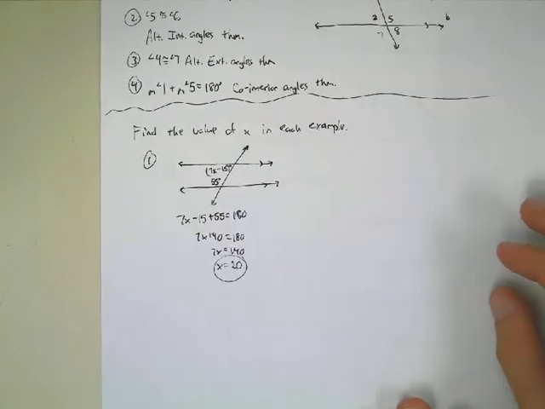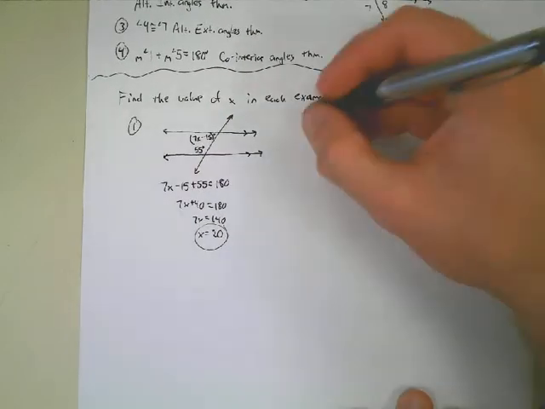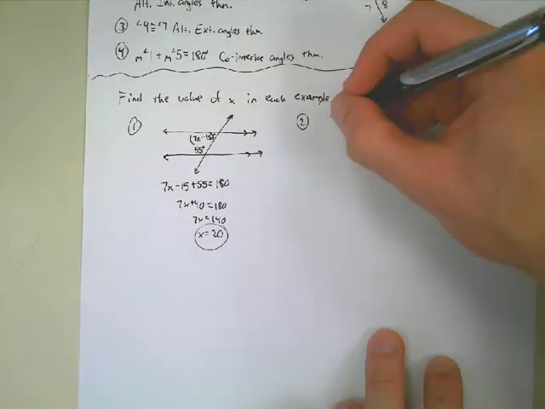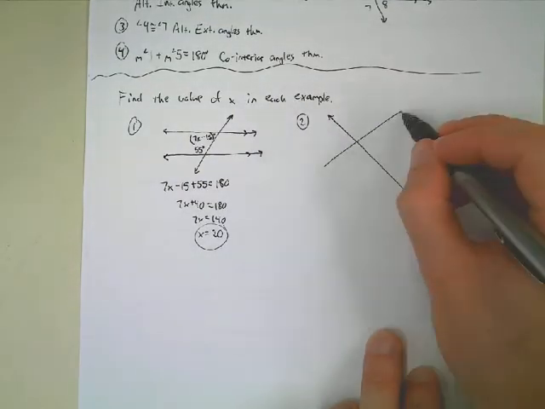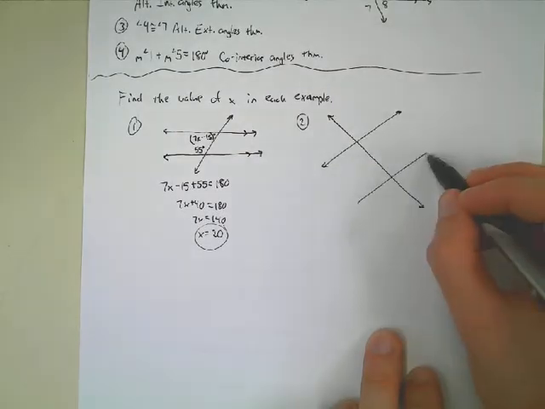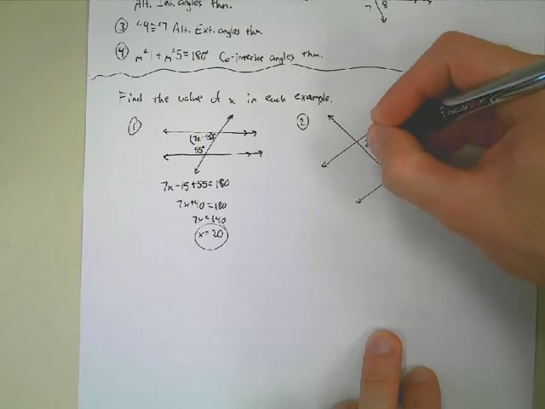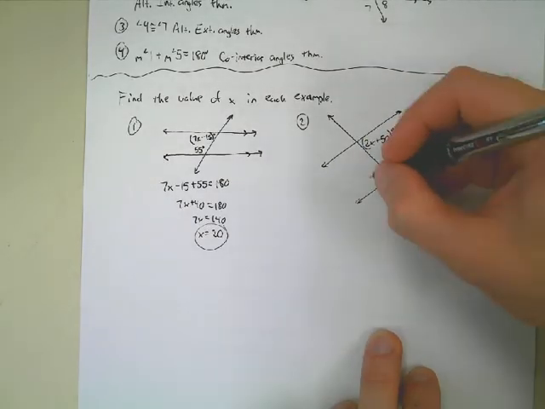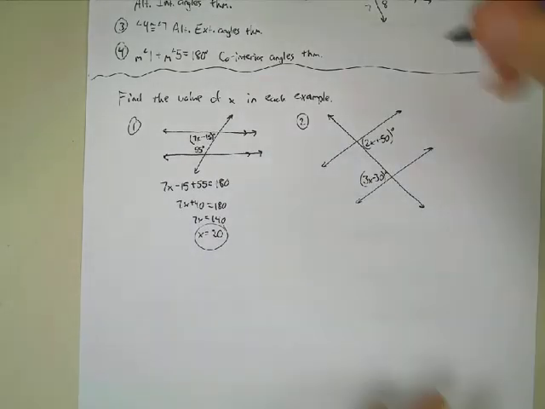Okay, let's try another one here. Let's go to, let's see. And okay, so those two. Oops, I should probably also draw. There we go. Now I know those two lines are parallel.